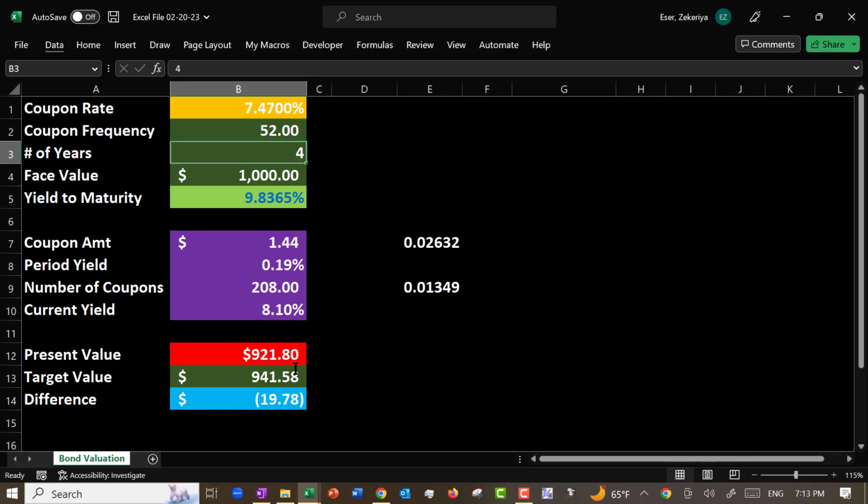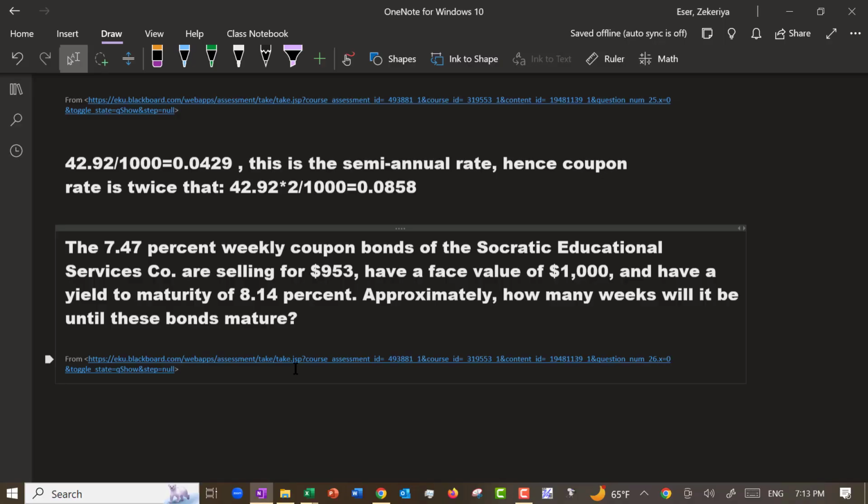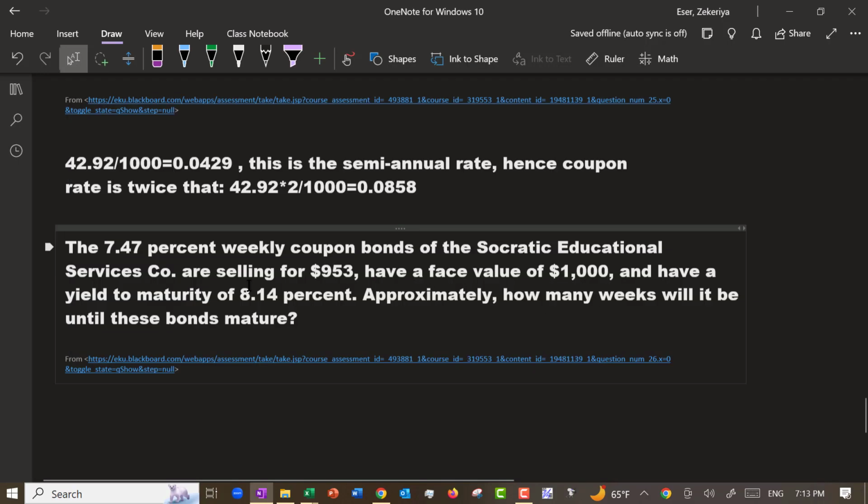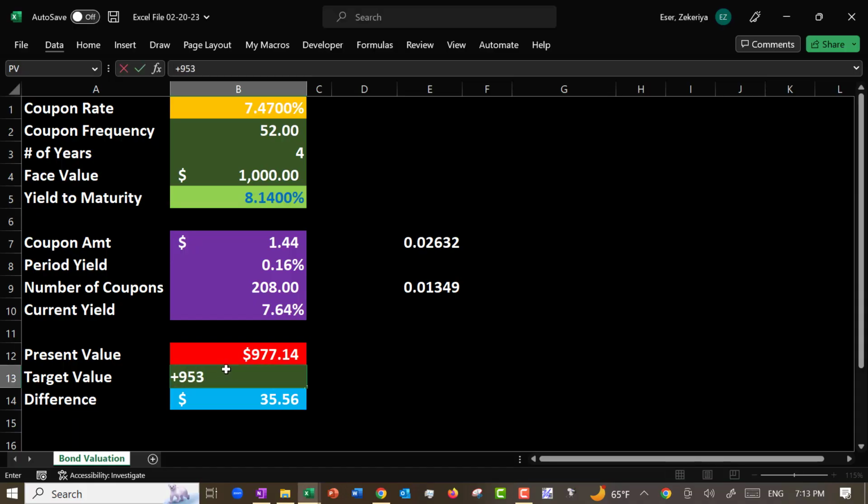So the only thing I don't know is how long, the number of years. That number can be non-integer as long as that times frequency is the number of coupons. Data, What-If Analysis, Goal Seek. I want the difference between the actual price and the target to be 0 by changing what I don't know. I don't know number of years.